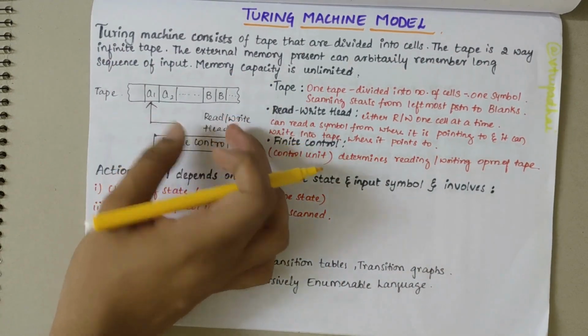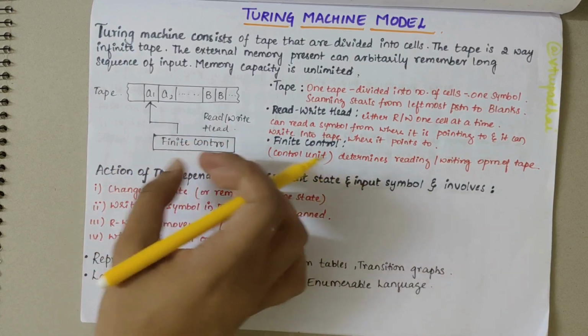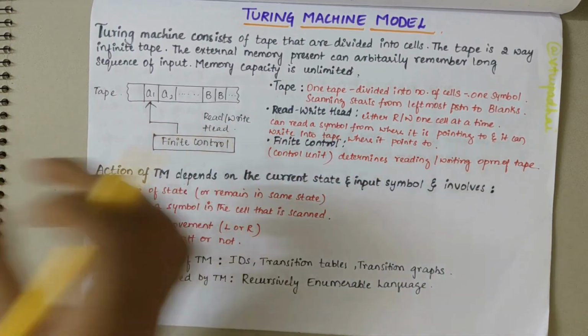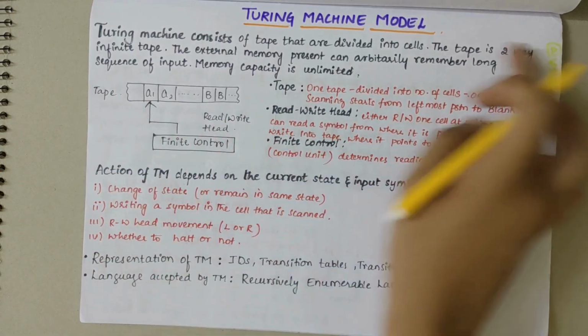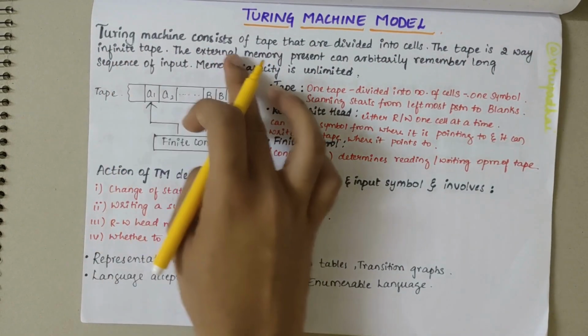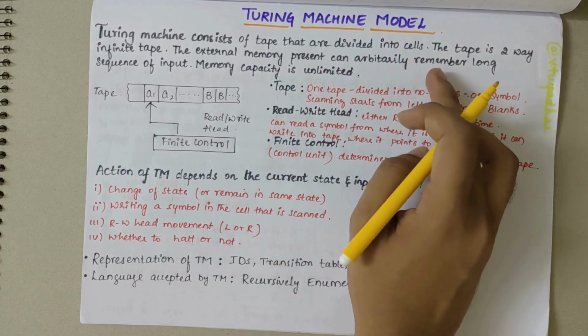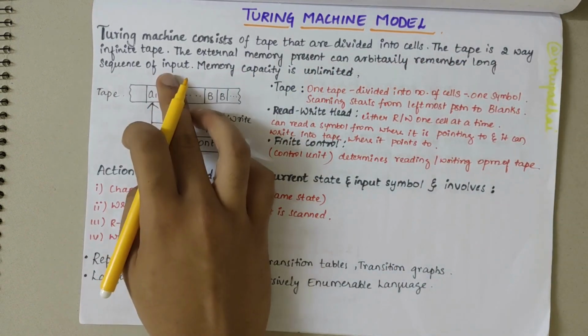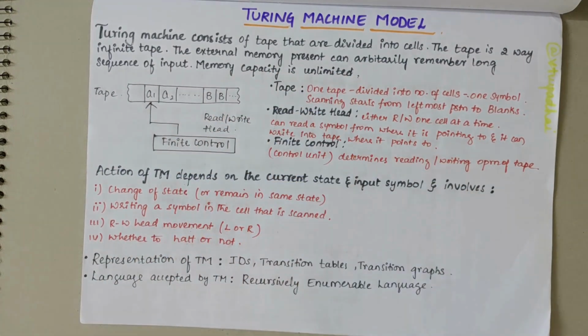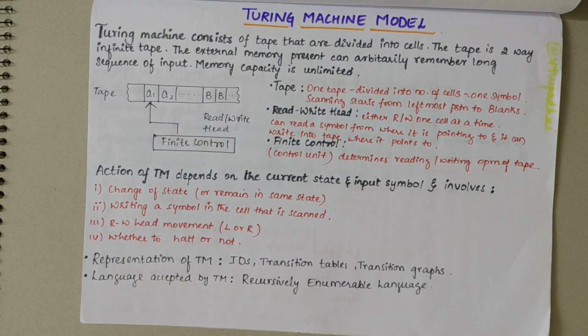So the tape here, with the help of finite control, it could move left or right. That's what is called a two-way infinite tape. The external memory present can arbitrarily remember long sequences of input. Memory capacity is unlimited. So that's one of the added advantages of Turing machines.